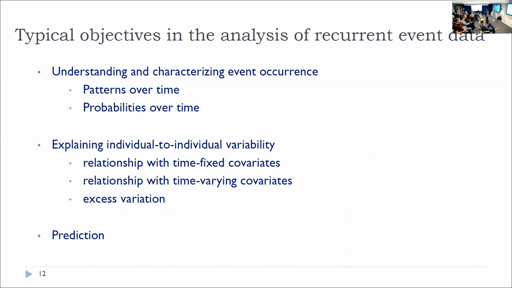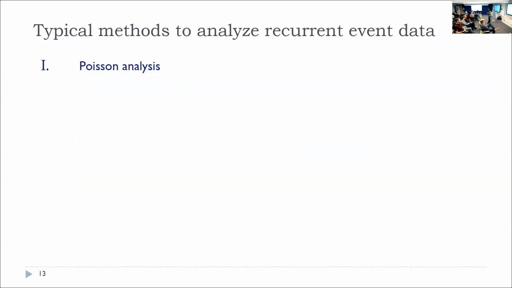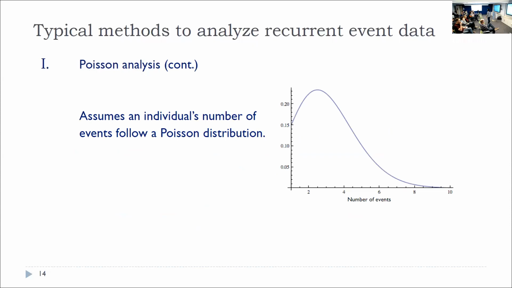And then also prediction. So these are a few things that we usually want to look at when we have recurrent event data. Now, the typical way, at least in our world, the health world, when people have repeated events, is to do something like a Poisson analysis. And why do people do that? Well, it's very easy to implement. But what does it actually mean? Let's just talk about that a little bit.